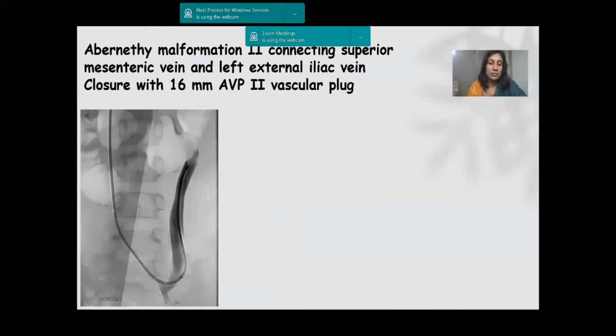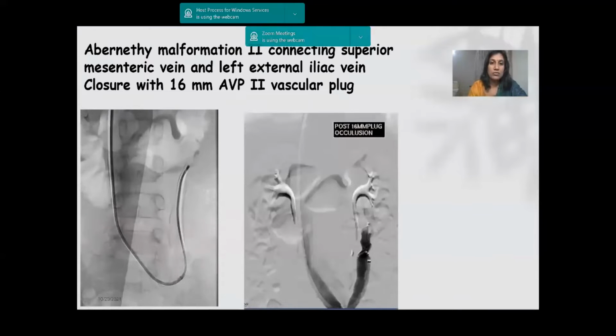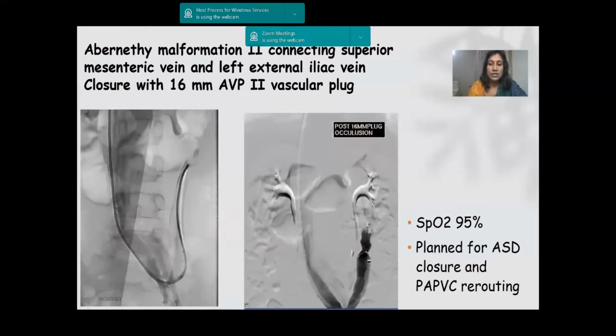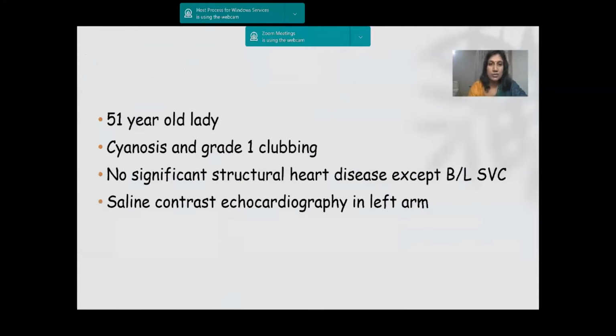He also had Abernethy malformation, which was closed with a vascular plug. His saturation improved to 95%. He's planned for ASD surgical closure and PAPVC rerouting.